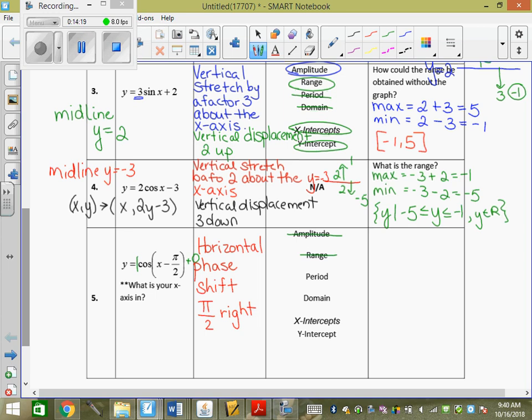The period of my graph? Did it change? No, because I don't have a horizontal stretch. Horizontal stretches make it wider or narrower, which is the only thing that affects your period. The domain is x ∈ ℝ no matter what. Do my x-intercepts change? Yes, because it moves my graph. Do my y-intercepts change? Yeah, because it shifts it over, right?